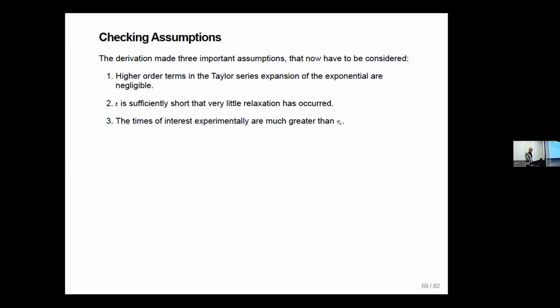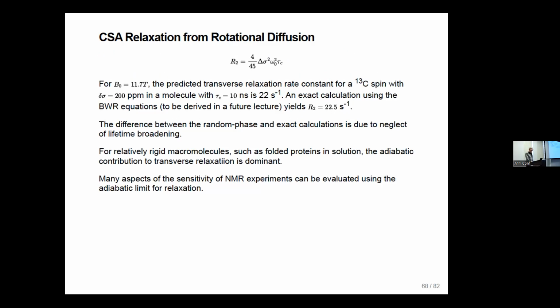Yep. So to the last expression, delta sigma square omega naught square tau c, does this mean that my protein will have larger line widths and stronger magnetic fields? Sure, CSA goes up quadratically with the field. That's why doing phosphorus at 1.2 gigahertz isn't going to be very popular.